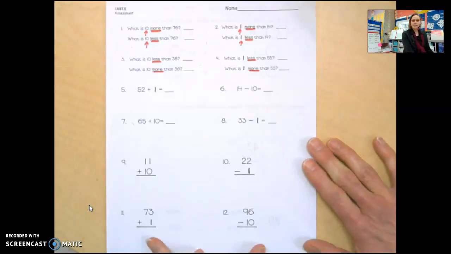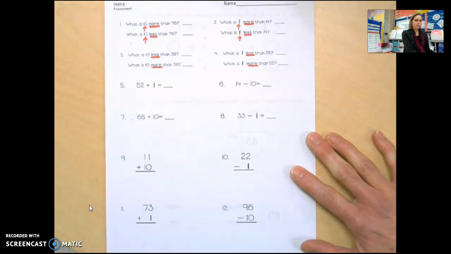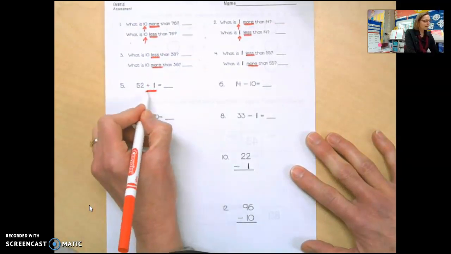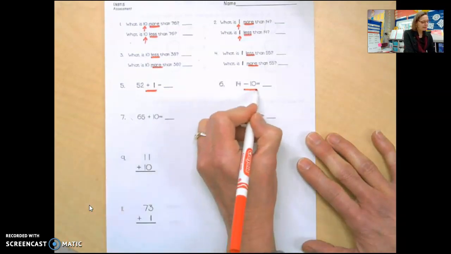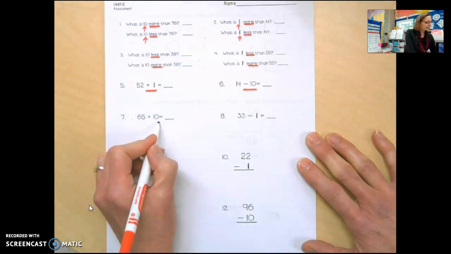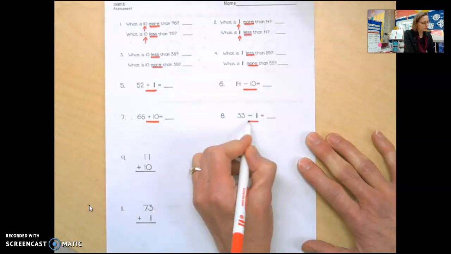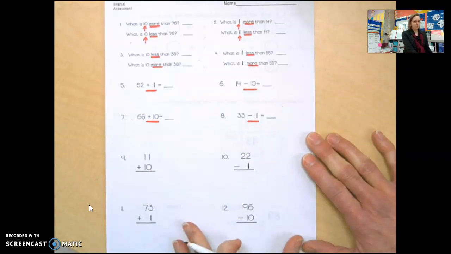Now down here, this is still 10 more and 10 less, or 1 more and 1 less. Remember, you're looking at it now with a math symbol. When you think about your +1, that would be 1 more. If you're thinking about -10, that would be 10 less. If you're doing +10, that would be 10 more. And if you're doing -1, that is 1 less. So always be paying attention to the plus or the minus symbol.